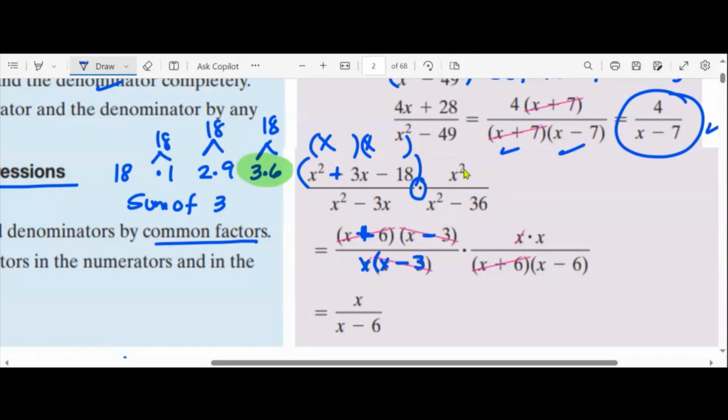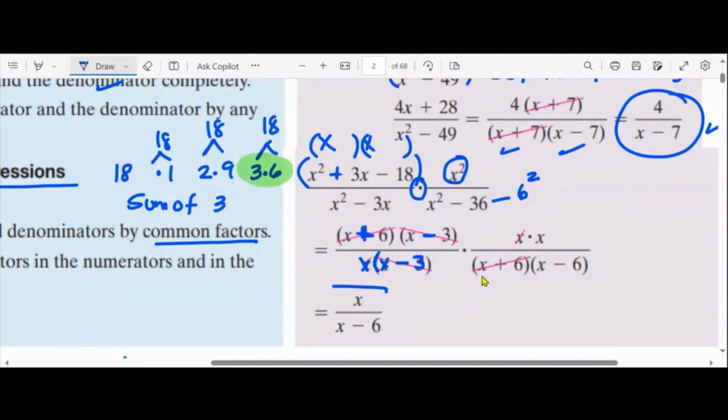Now let's go for the second part. This one I cannot factor. It stays the same. You can say x and x. What about x squared minus 36? We know that 36 is what? 6 times 6. So the factor of this is x plus 6, x minus 6. Can I cancel? Yes, cancel. x minus 3, x minus 3, x plus 6, x plus 6.